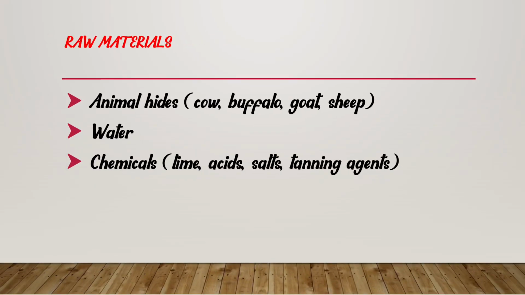The raw materials for leather. First one is animal hides, that is cow, buffalo, goat, sheep. Then water and chemicals such as lime, acid, salts and tanning agents.